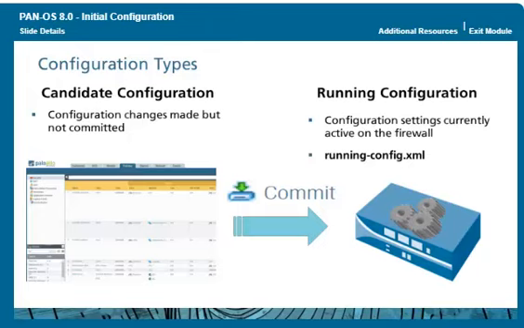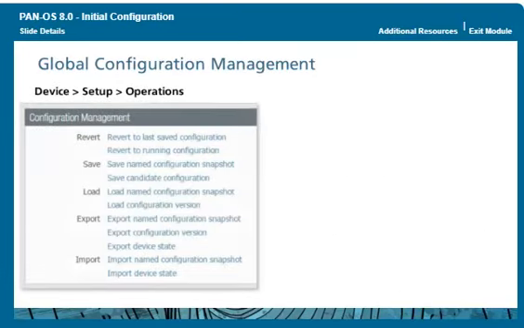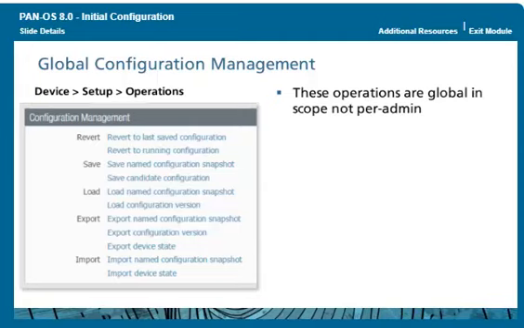The web UI includes a set of operations that are used to manage the running and candidate configurations. For example, you can use the web UI to switch to a previously running configuration. You can manage running, candidate, and saved configurations from the Device, Setup, Operations page. These operations are global in scope. All changes from any administrator will be loaded, saved, reverted, and so on.